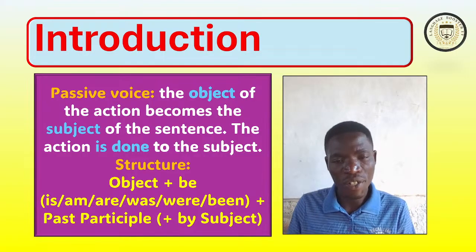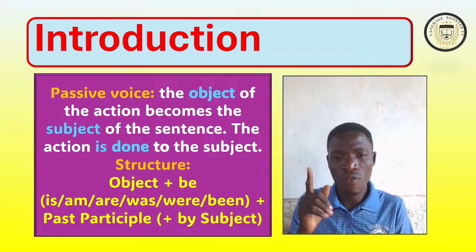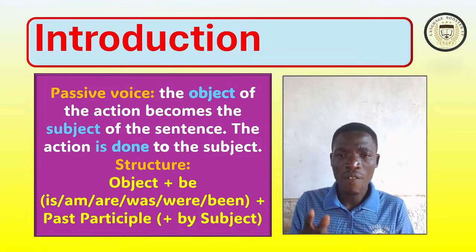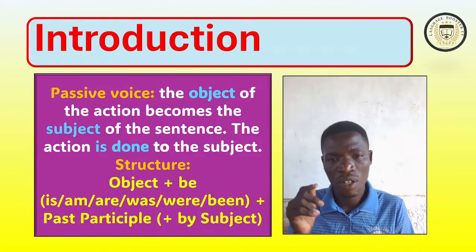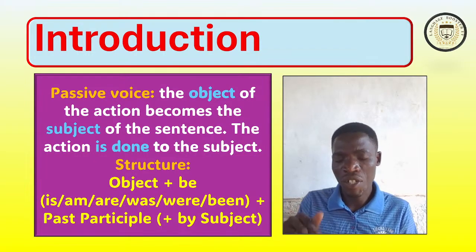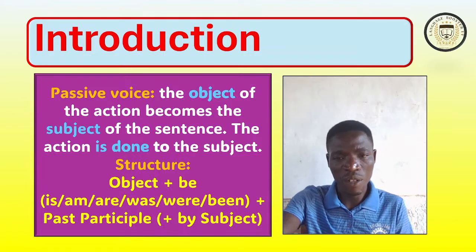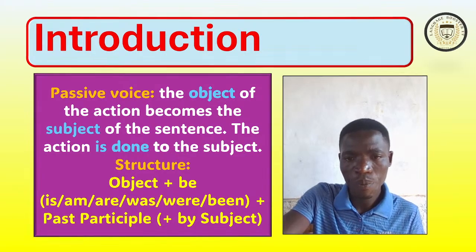So passive voice needs an auxiliary or helping verb, which is verb to be. After verb to be, the main verb should be in past participle form. Then you add by, then the subject, which comes after. We'll go in depth in the next lesson. All right.